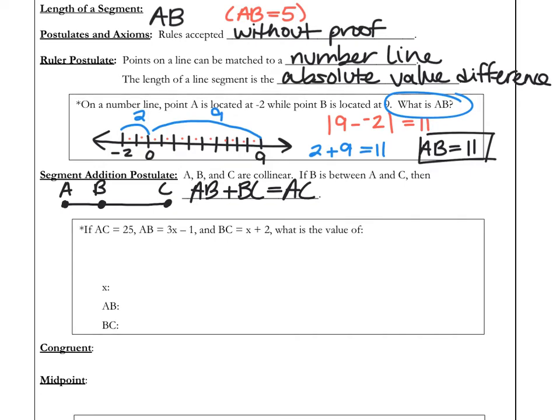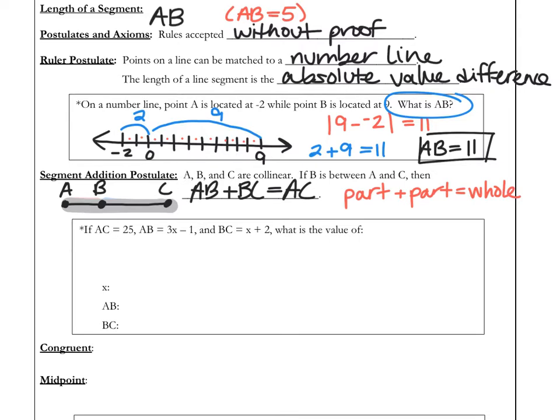Like we talked about, this is just a fancy way of saying the little part plus the other little part equals the whole. That's how you'll hear me say it a lot. Part plus part equals the whole. AB, I'll highlight. AB plus BC equals the whole thing, AC.